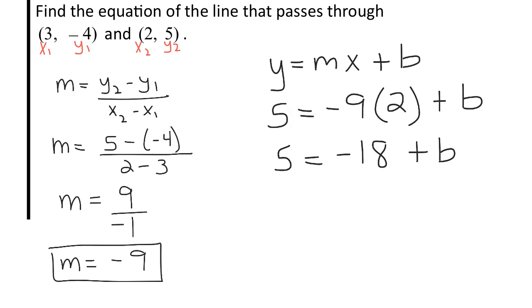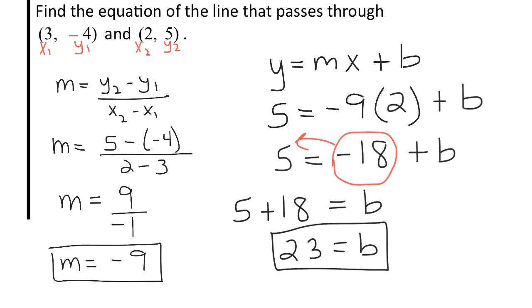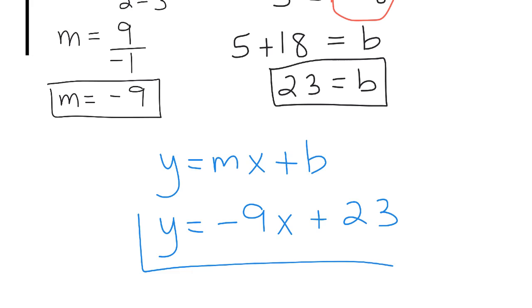I'm going to go ahead and collect like terms. So I'm going to take -18 and bring that over. That's going to become 5 plus 18. And 5 plus 18 is 23. The final step is to take my answers for m and b and plug them back into the equation template. So my final equation is going to be y equals -9x plus 23.